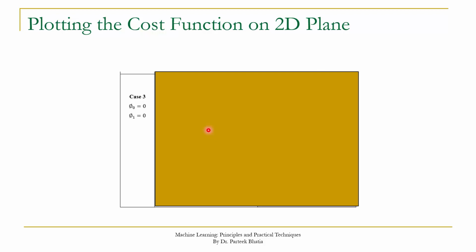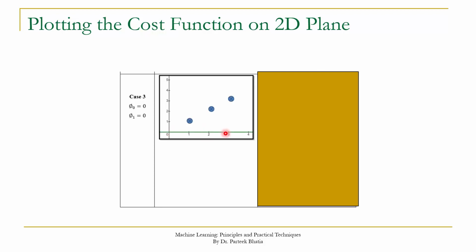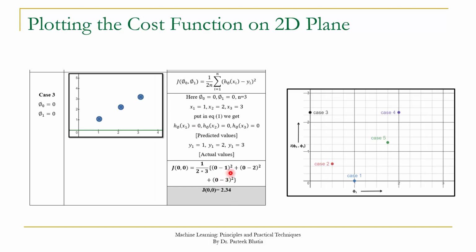So in this case, the predicted line will be on our x-axis because the slope of the line is 0 and constant is 0. So the predicted line will be completely on the x-axis, while these are the actual values. So the difference between actual and predicted value will be 0 minus 1 for the first, 0 minus 2 for the second instance, 0 minus 3 for the third instance. If we perform all the calculations, the value of cost function will be 2.34. So if phi 1 is 0 and phi naught is 0, then the value of cost function is 2.34.